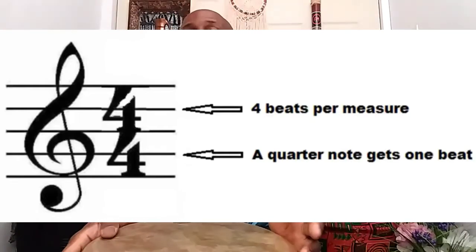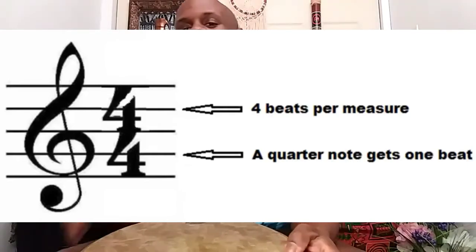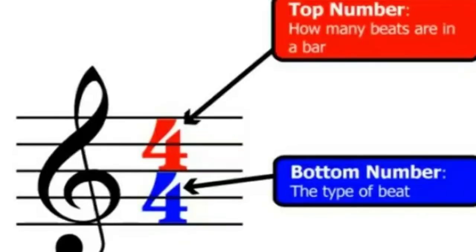Now the top number will tell you how many beats are in a bar. So it tells you that there's 4 beats. 1, 2, 3, 4. In that measure, there's 4 beats. 1, 2, 3, 4. Now the bottom number will tell you what type of beat is in the bar.